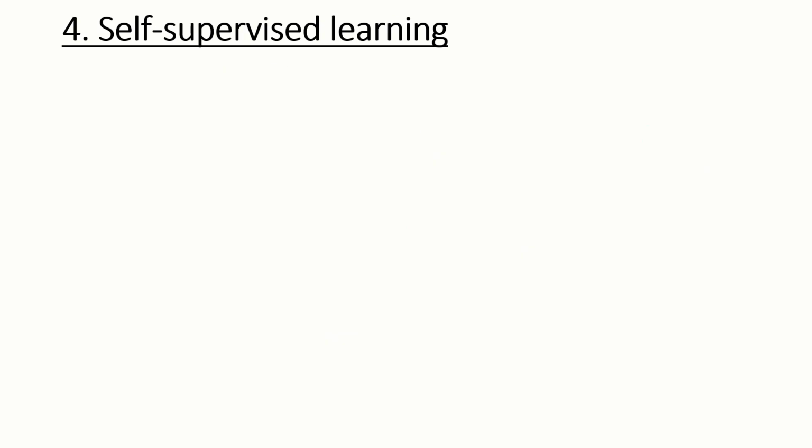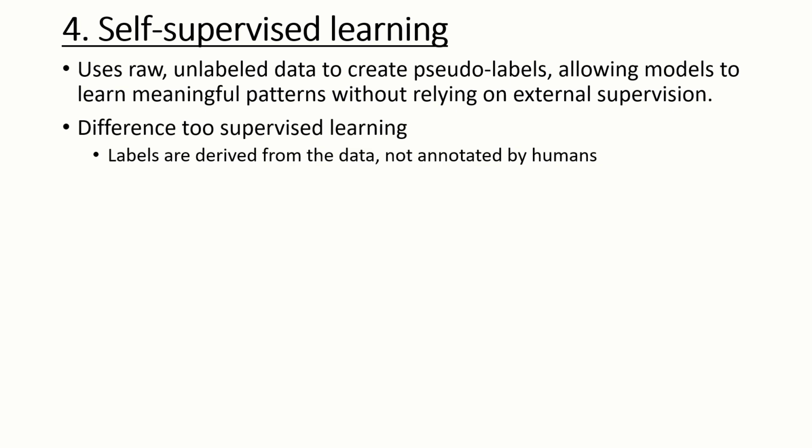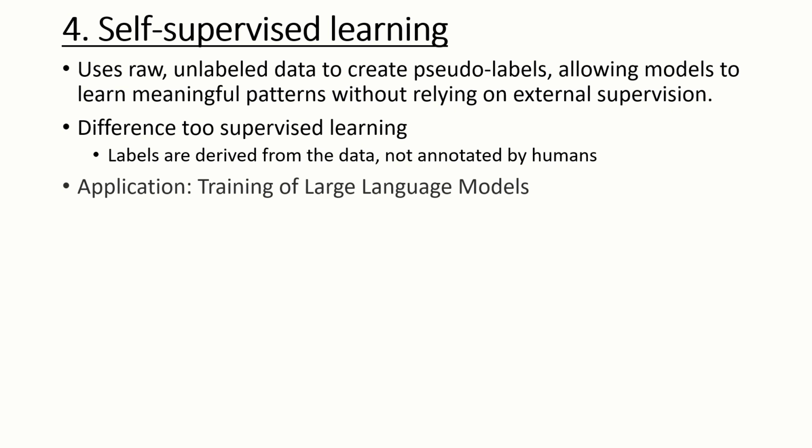So let's talk about the fourth core type of machine learning approaches, which is self-supervised learning. It uses raw, unlabeled data to create pseudo-labels, allowing models to learn meaningful patterns without relying on external supervision. It's actually pretty similar to supervised learning, with the only difference being that the labels are derived from the data and not annotated by humans. And it is used actually for training large language models.